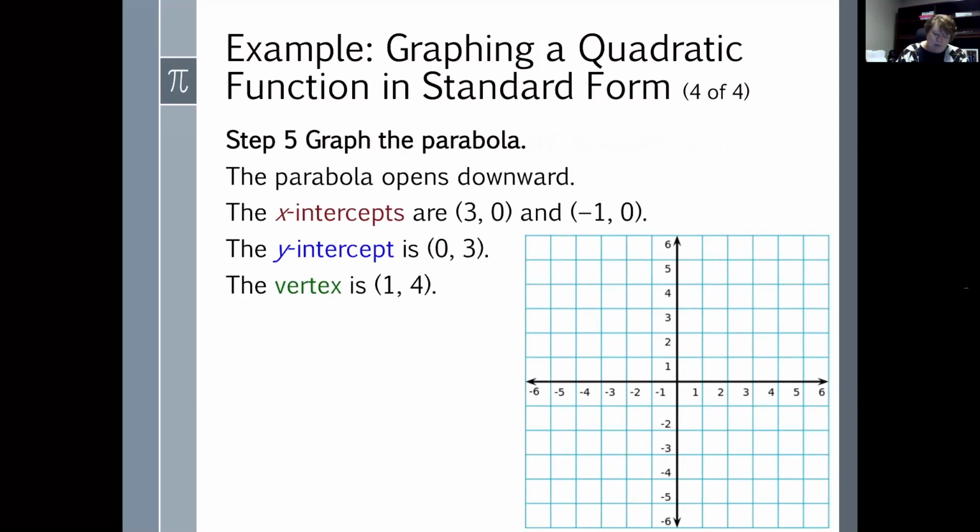So the vertex is at 1, 4. The y-intercept is at 3. The x-intercepts are at negative 1 and 3. And I could connect these points using a smooth curve. So that is what the graph of this parabola looks like.